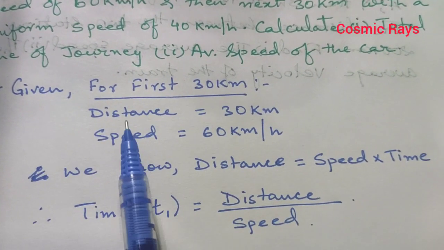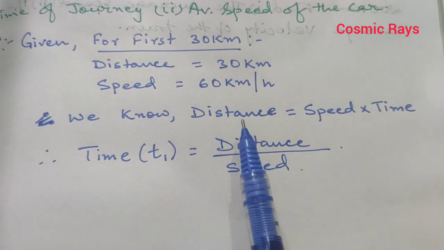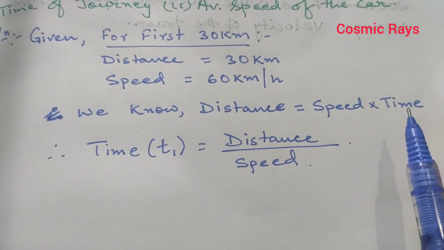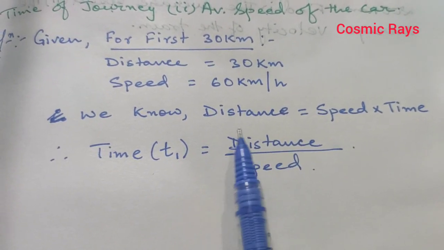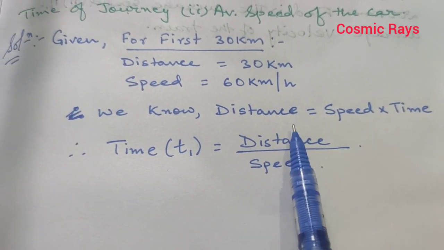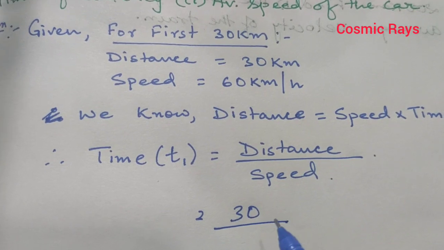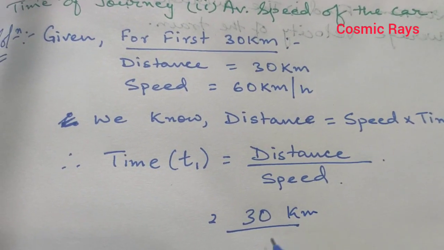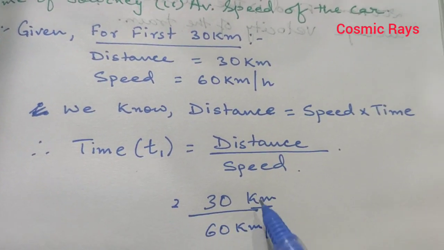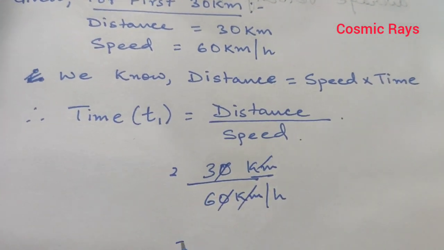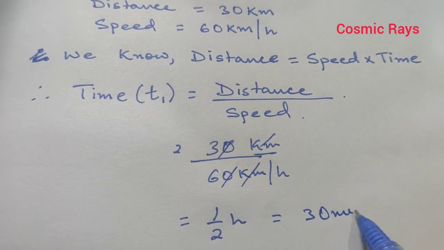For the first 30 kilometers, distance is 30 kilometers, speed is 60 kilometer per hour. So we are using the same formula, distance is equal to speed multiplied by time. This is for the first 30 kilometers, so we are writing time as t1. So from this formula, time will be equal to distance upon speed. So the distance covered is 30 kilometers, and the speed is 60 kilometer per hour. So here we will get 1 by 2 hour. Half hour is nothing but 30 minutes.